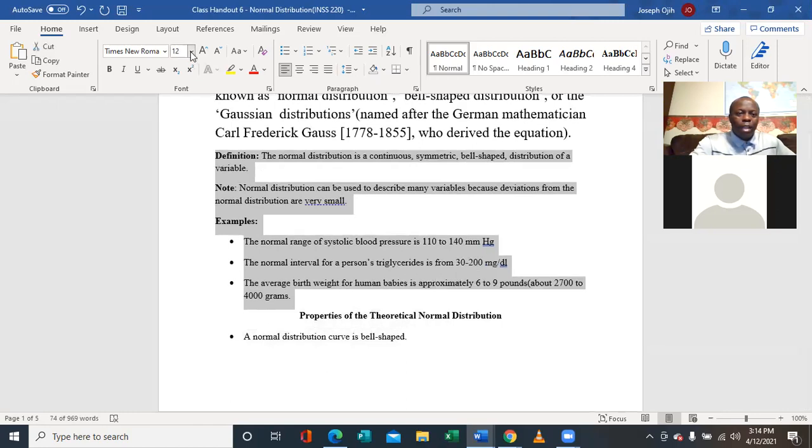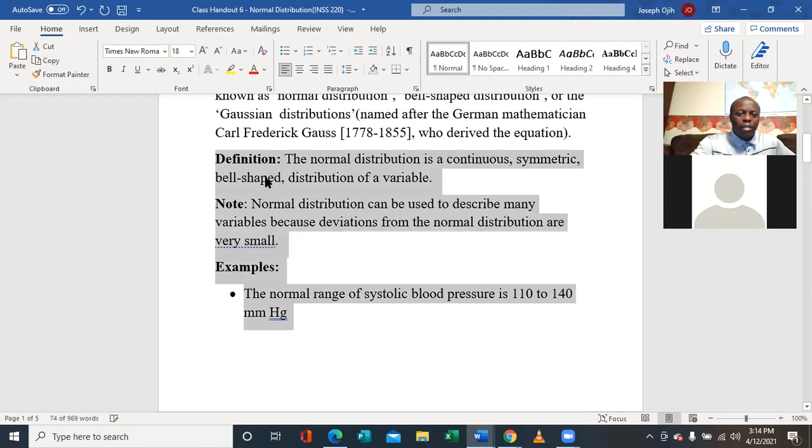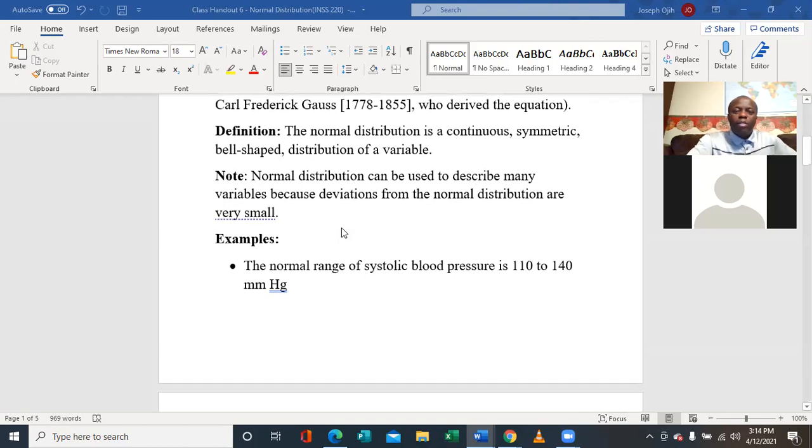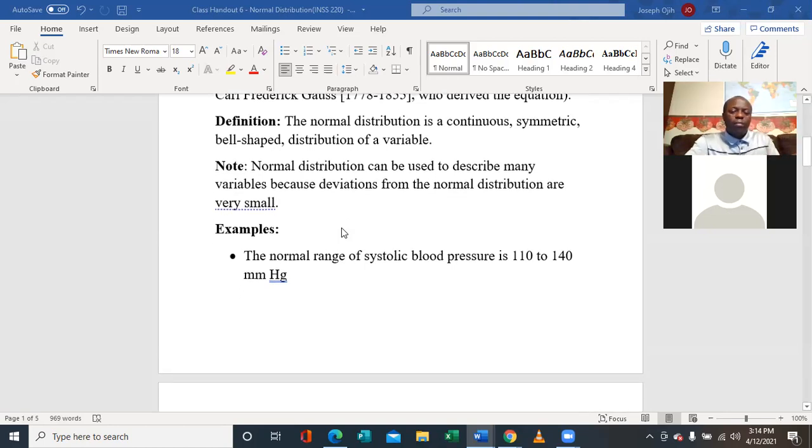Okay. Now, the simple definition says the normal distribution is a continuous, symmetric, bell-shaped distribution of a variable. So we use it to describe many variables because the deviations from normal are very small. Now, let me give examples of this.